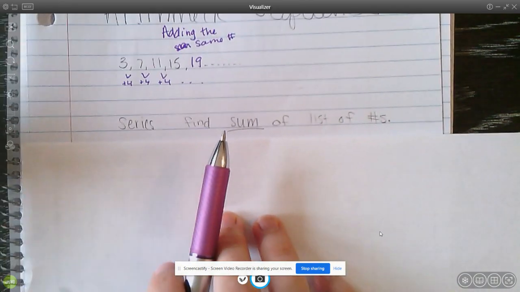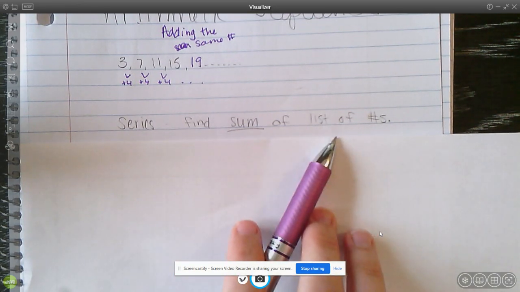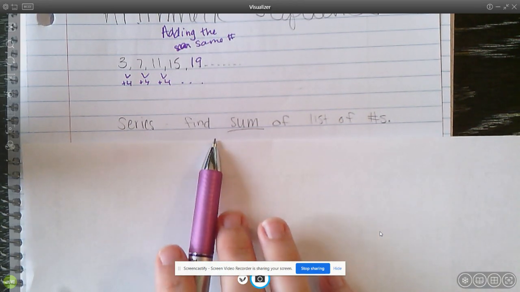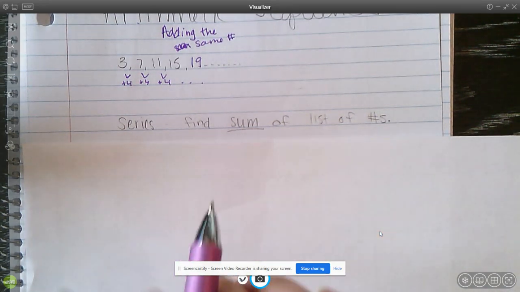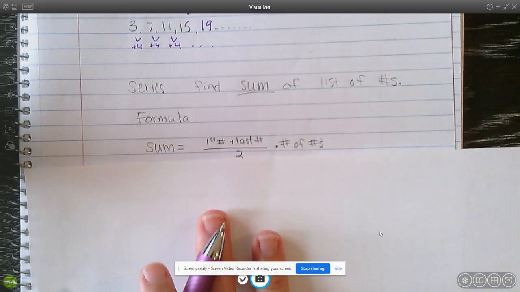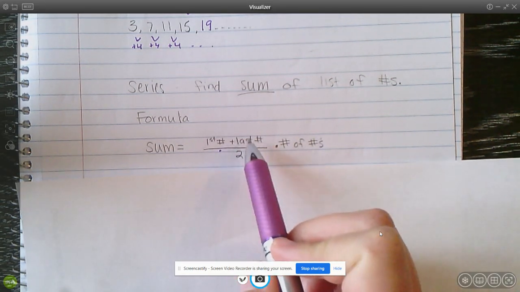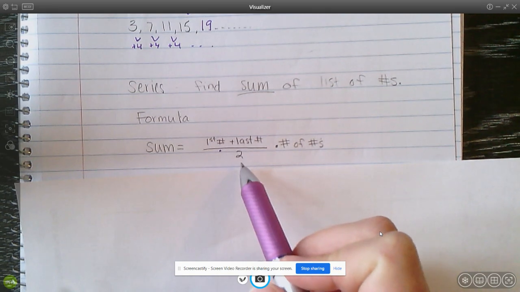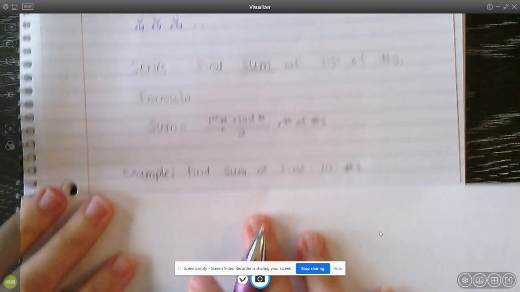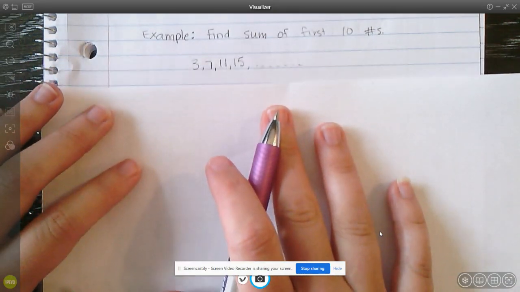Now a series is when you need to find the sum of a list of numbers. Let's pretend, actually, I'll tell you the formula first. You take the first number, you add it to your last number, you divide it by 2, and then you multiply it by your number of numbers. Okay, so here's an example. Find the sum of the first 10 numbers of this.